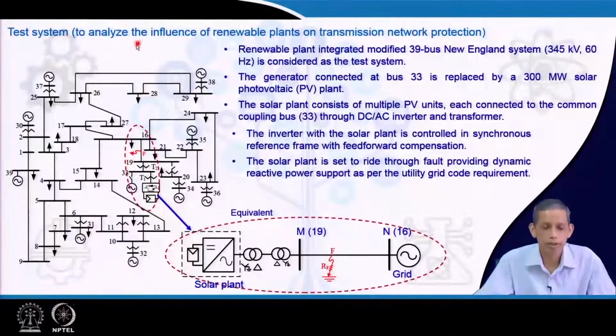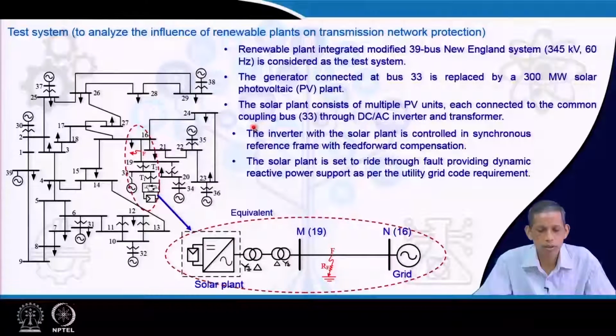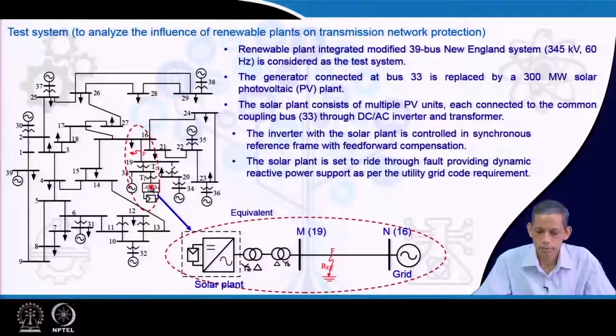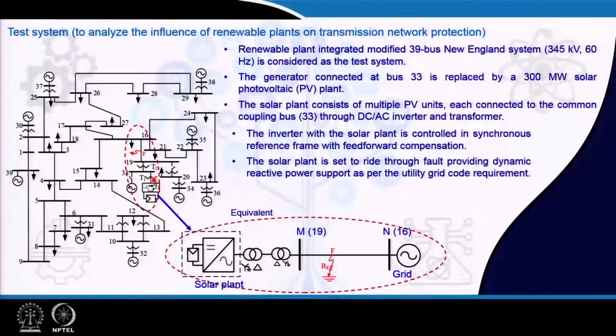Now, we will have a test system before going to different network protection schemes. This is a 39-bus New England system, which we have modified here to integrate the renewable resource, 345 kV, 60 hertz. At bus number 33 we replace the corresponding synchronous generator by a PV plant with an inverter interface, adding the transformer as well.